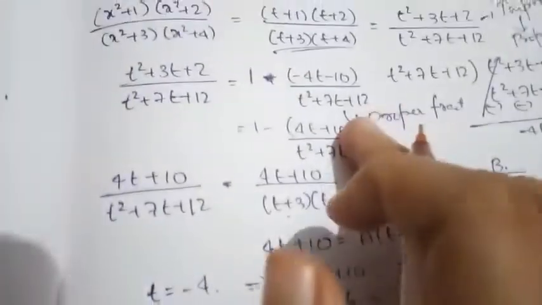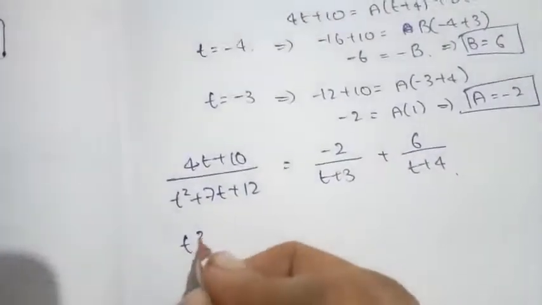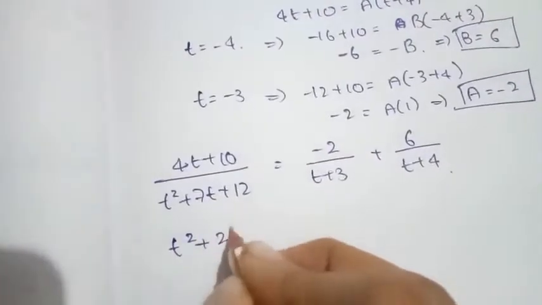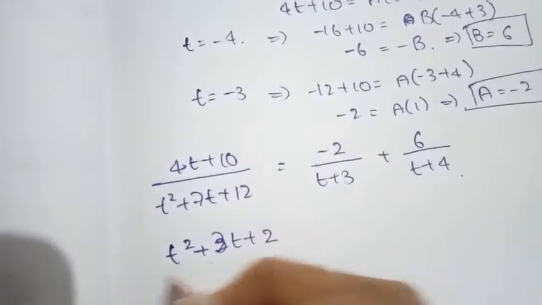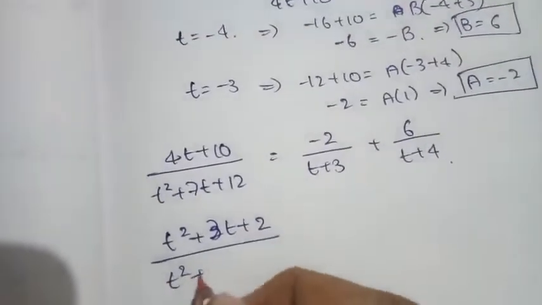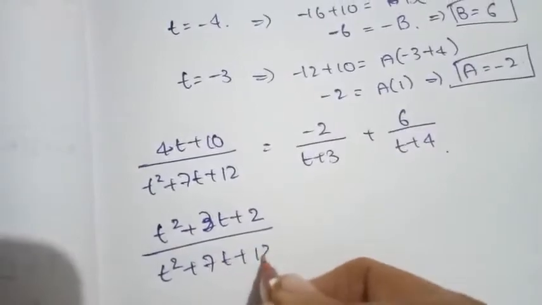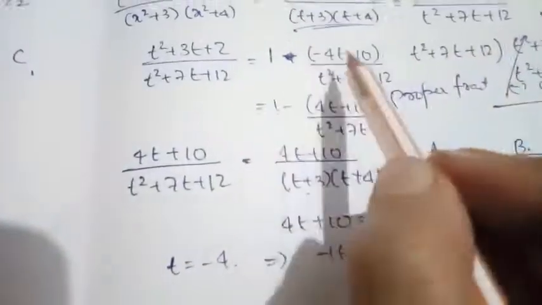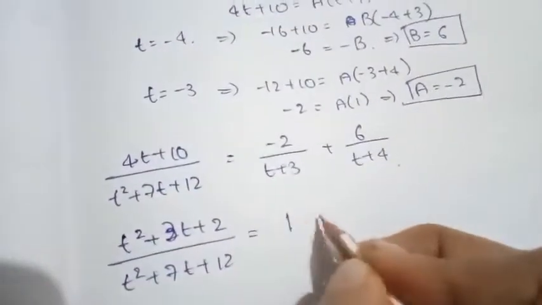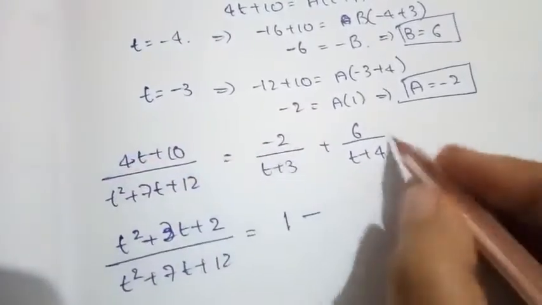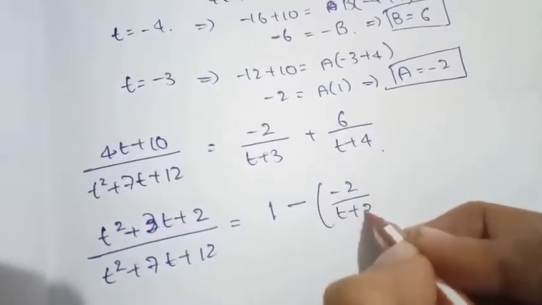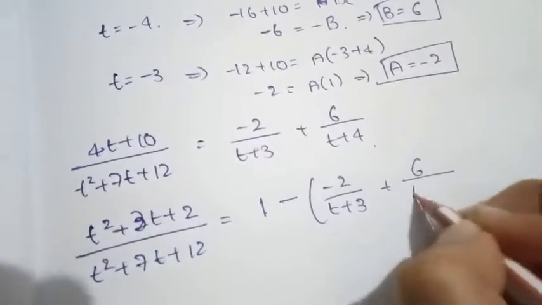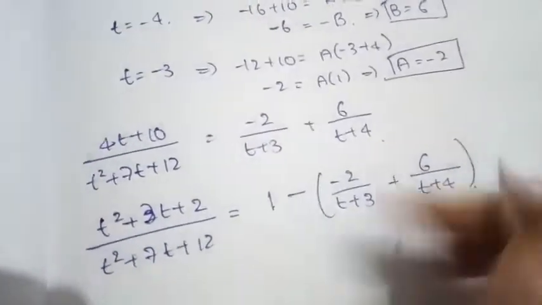Now substitute all these things here. So t square plus, not 2t, it is 3t plus 2 divided by t square plus 7t plus 12 is equal to what? 1 minus this value. Now it is equal to what? Minus 2 divided by t plus 3 plus 6 divided by t plus 4.